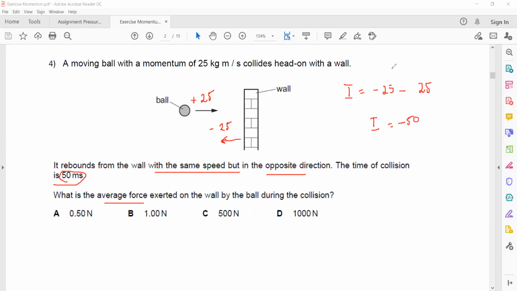Because the impulse is the change in the momentum. Final momentum is minus 25. Initial momentum is plus 25. So change in momentum is minus 25 minus 25, and that's equal to minus 50.